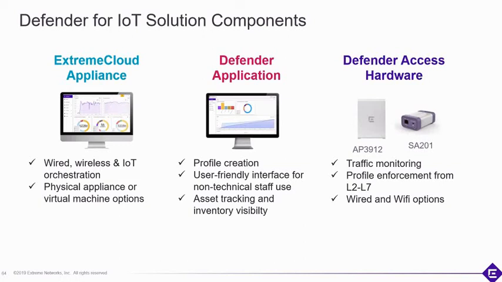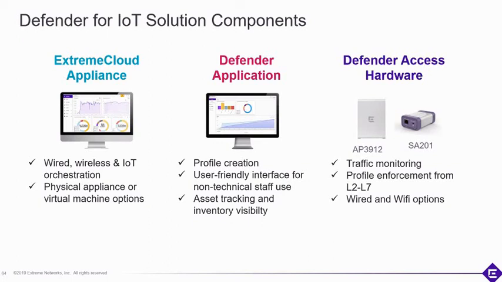So we have three components here. You have the ExtremeCloud Appliance, which is the appliance that actually manages all these IoT or access devices, right? And then we also developed a Defender application that basically provides an application so that non-IT guys can actually onboard any IoT devices. And then, of course, the Defender access hardware. So there are two hardware. One is the AP3912, which has 4 Ethernet ports, and the other one is the SA201, which is a wired IoT.